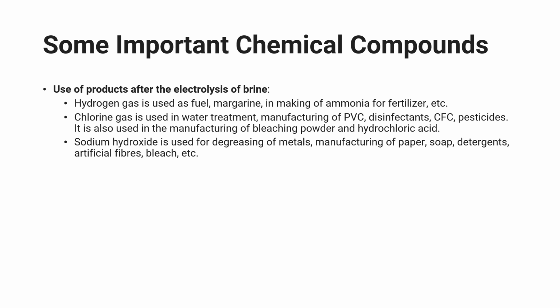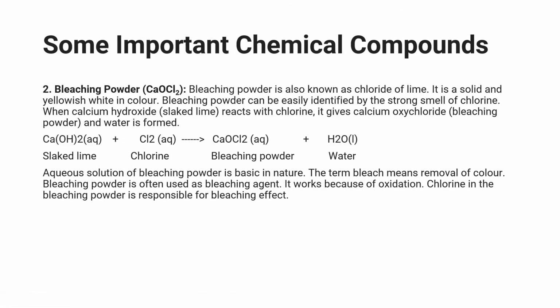Bleaching powder. Bleaching powder is also known as chloride of lime. It is a solid and yellowish white in color. Bleaching powder can be easily identified by a strong smell of chlorine. When calcium hydroxide reacts with chlorine, it gives calcium oxychloride and water is formed. An aqueous solution of bleaching powder is basic in nature.